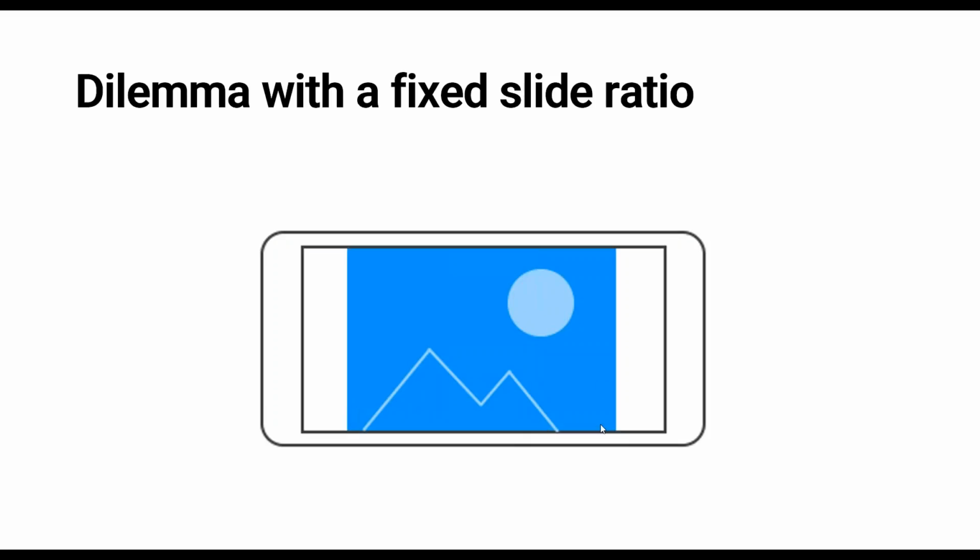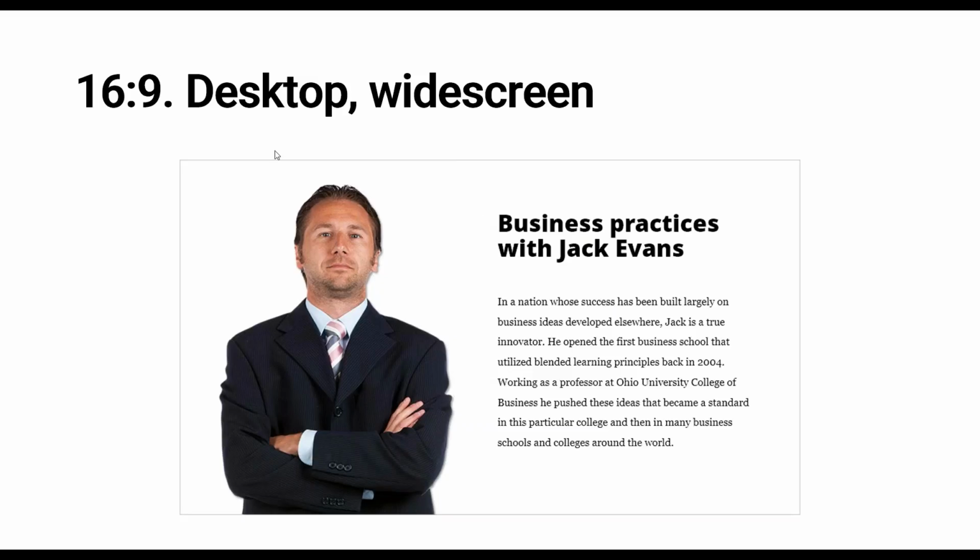Like this is an image of a slide that appears on a smartphone, and it has some empty areas on these sides. Let me show you this. This is a widescreen orientation of a slide. It's 16 to 9, and we can see that everything looks nice here.